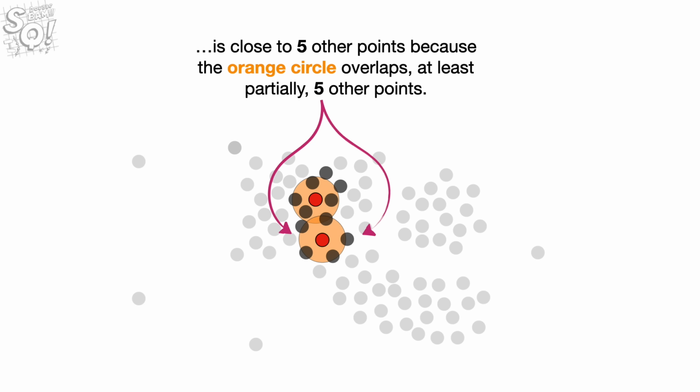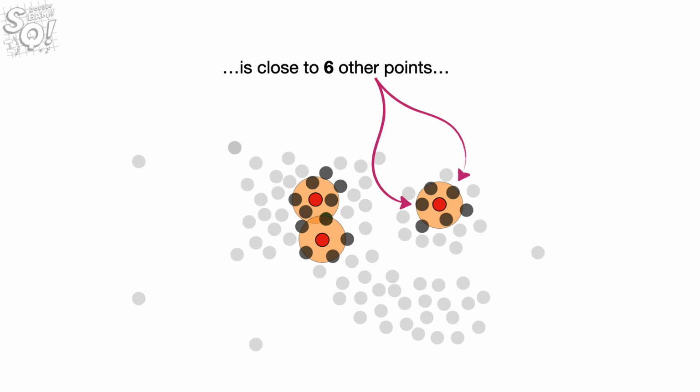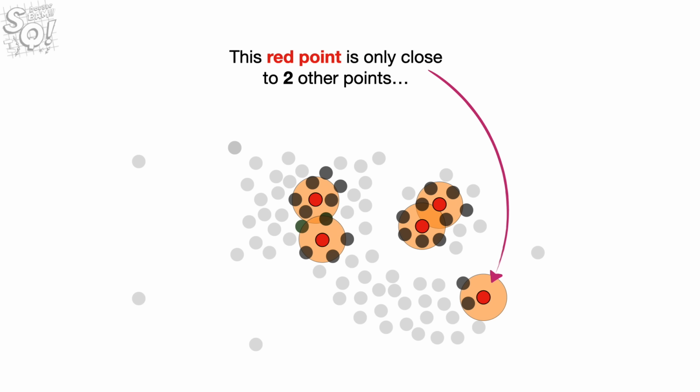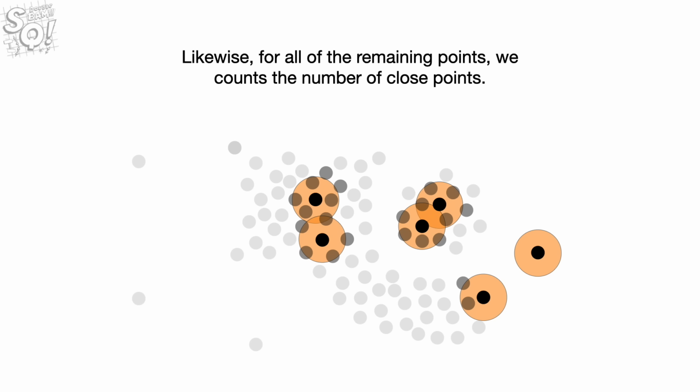Now, this red point is close to 5 other points because the orange circle overlaps, at least partially, 5 other points. This red point is close to 6 other points, and this red point is close to 7 other points. This red point is only close to 2 other points, and this red point is not close to any other point because the orange circle does not overlap anything else. Likewise, for all the remaining points, we count the number of close points.